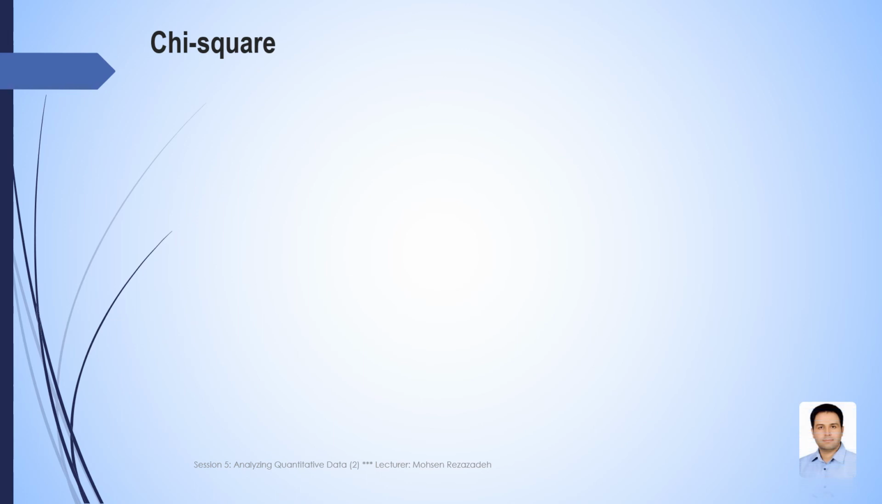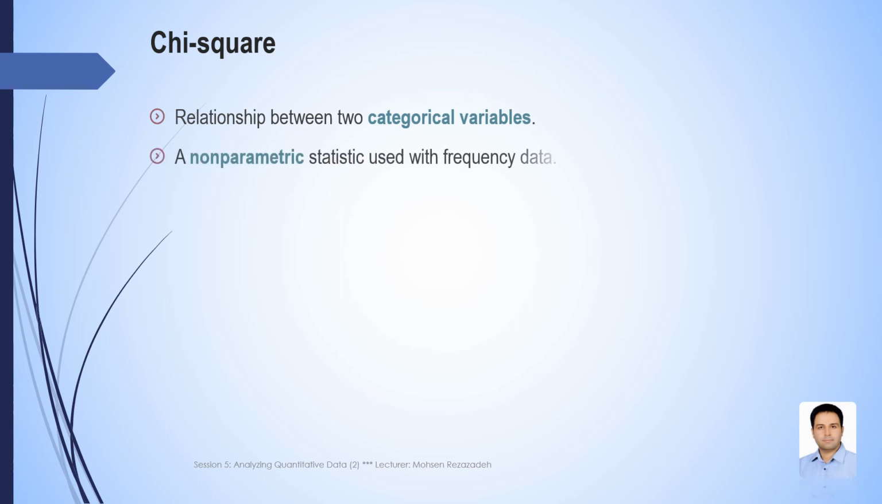We have another statistical test that measures the relationship. In fact, the most commonly used non-parametric test in applied linguistics is chi-square test. Chi-square test investigates whether there is a relationship between two categorical variables. It is, as I said, a non-parametric statistic used with frequency data to test the relationship between variables.